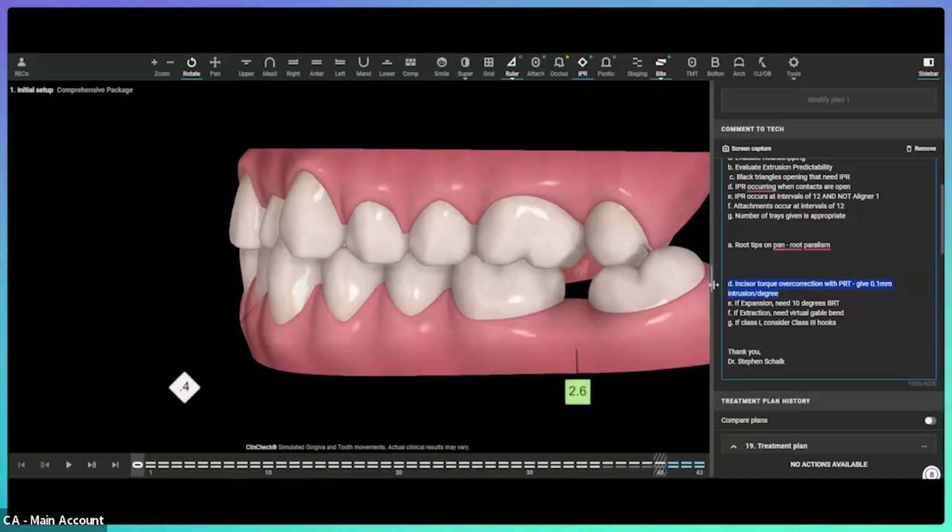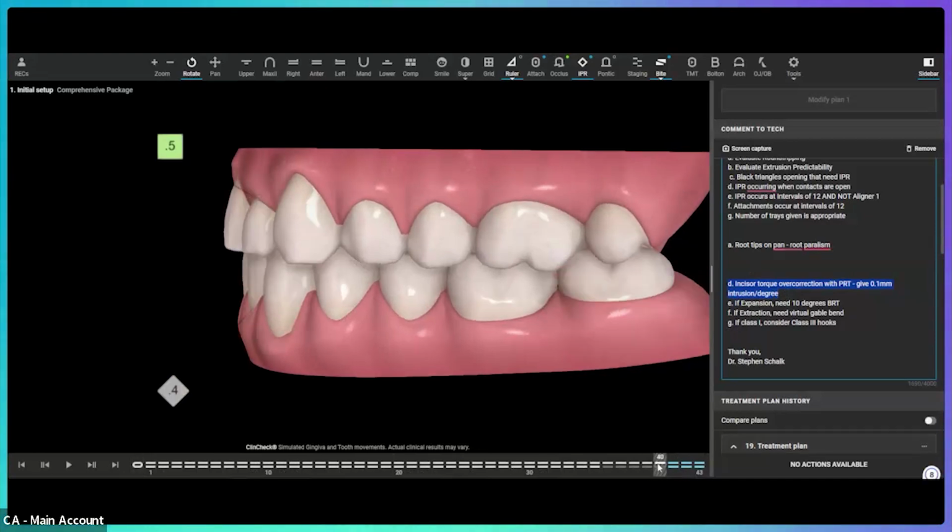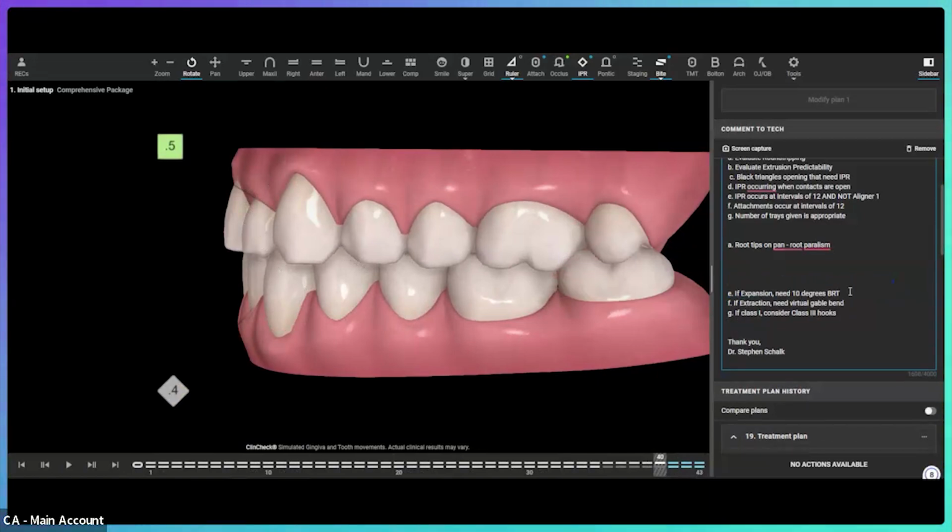But essentially, I'm fine with the final position of these teeth. We could have a little bit more palatal root torque, but it's not going to affect anything here. If expanding, we need 10 degrees of buccal root torque. We're not expanding. If extracting, add a virtual gable bend. We're not. If class 1, borderline class 3, consider adding class 3 hooks.